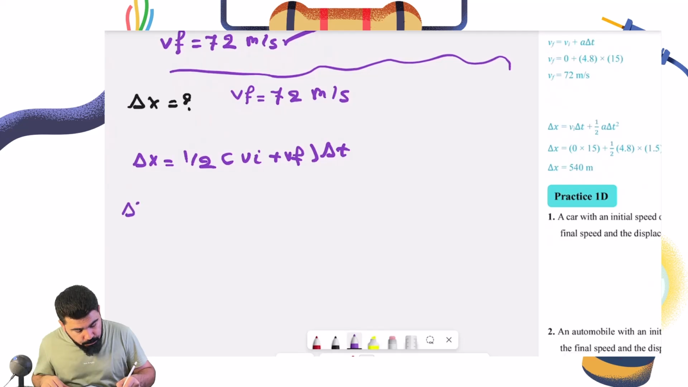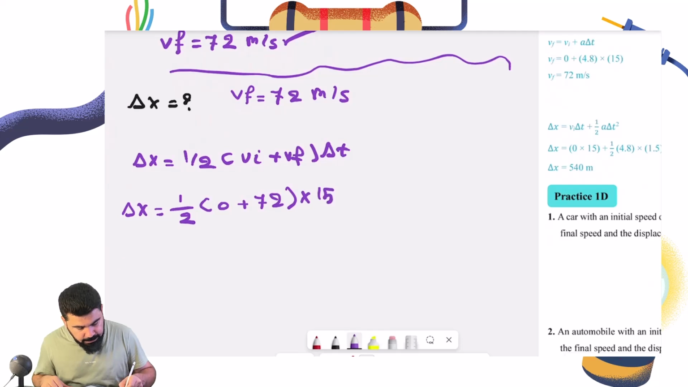Delta x is equal to what? Is equal to 1 over 2. V initial was equal to 0 plus V final, which is equal to 72. And then delta t, which is equal to 15 seconds. Delta x is equal to what? It is equal to 540 meters. Okay?